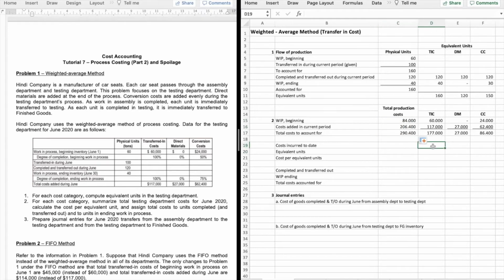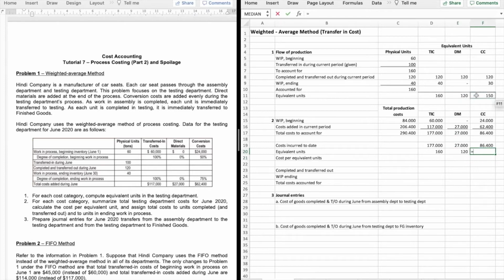Alright, the next step is to calculate the costs per equivalent unit. Since we use the weighted average method, it means that the cost incurred to date is the same as the total cost to account for. So we have 177 for transferred in cost, 27 for direct materials, and 86.4 for conversion cost. And the equivalent units is from step 2.